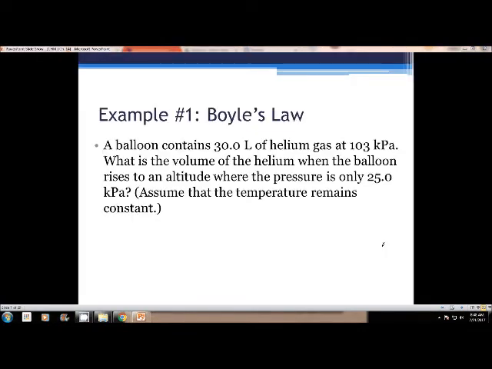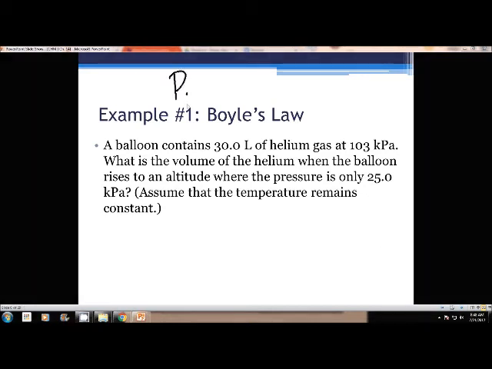Fantastic. Okay. So a balloon containing 30 liters of helium gas at 103 kilopascals. What is the volume of the helium when the balloon rises to an altitude where the pressure is only 25 kPa? Assume that the temperature remains constant.